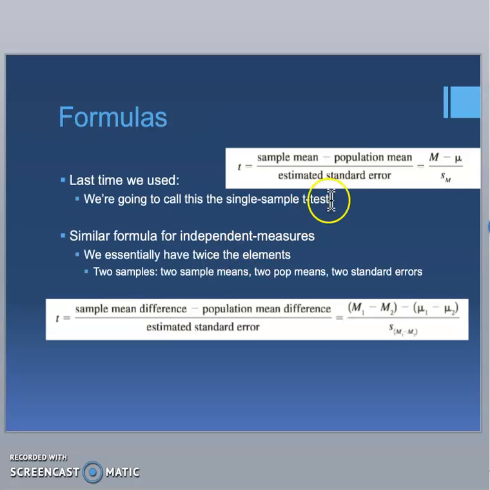Okay, so last time we're using this first formula. Sample mean minus population mean over the estimated standard error. Again, we have two of everything. It looks like this, but really we ignore this part of it. It's sample mean minus sample mean over estimated standard error. So it should look relatively familiar. But to get to this piece, we have some more math coming our way.